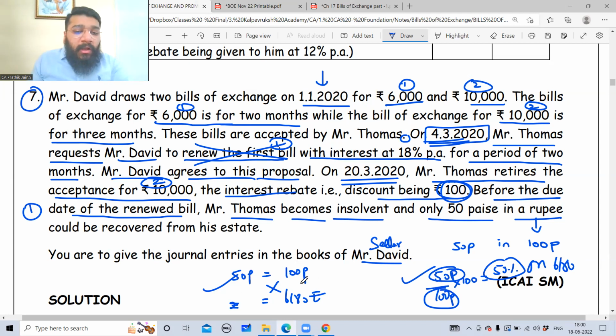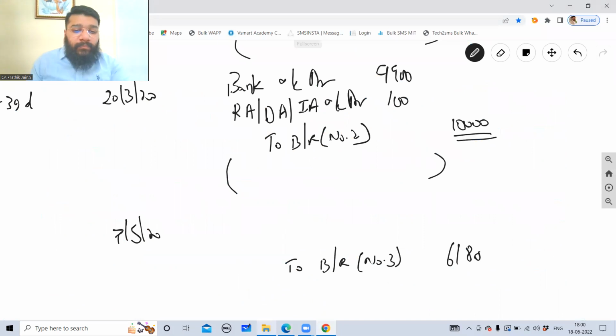Or out of 100 paise, 50 paise is recovered. In such a case, if 6,180 is the total amount outstanding, how much is recovered? If you cross multiply, you will get the same answer, which is 3,090 recovered. So bank account debit 3,090. This is recovered.